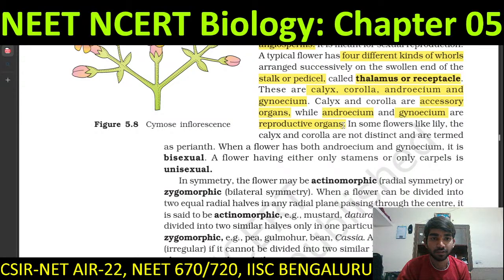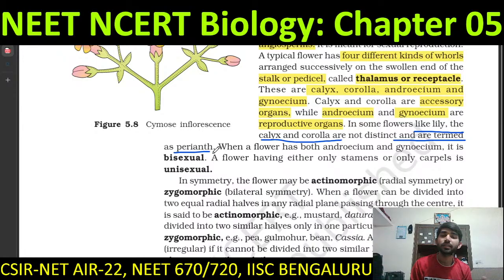are the reproductive organs. In some flowers like lily, the calyx and corolla are not distinct and are termed as perianth. This you should remember, as it can be directly asked in which flower the calyx and corolla are called perianth. So they are not distinct. The calyx and corolla are together, and it is seen in lily, and it is called perianth. When a flower has both androecium and gynoecium, it is bisexual. Easy to remember because it has both the male and the female gamete.